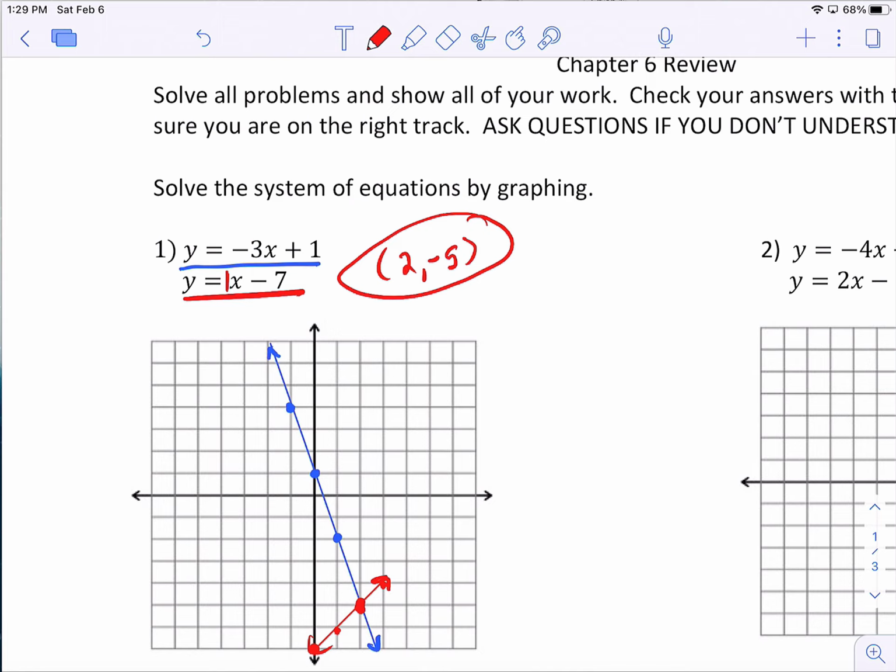Would be my answer. So remember, you can always plug those numbers into the equations. If you put 2 in for x, you better get negative 5 for an answer to check to see if you got it right, which it does.